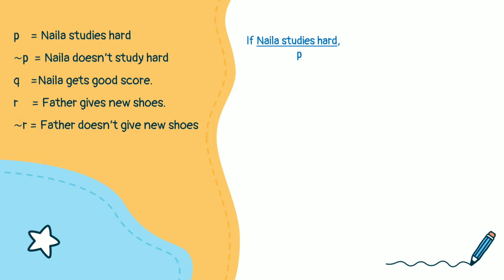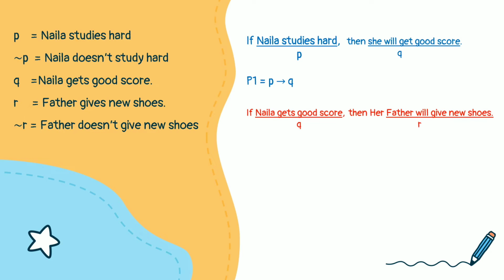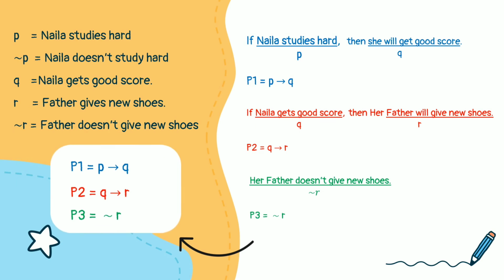If Naila studies hard, then she will get a good score. So, the first premise would be if P, then Q. If Naila gets a good score, her father will give new shoes. So, the second premise would be if Q, then R. Father doesn't give new shoes. So, the third premise would be not R. Now, we will proceed with each statement using the rules of inference.